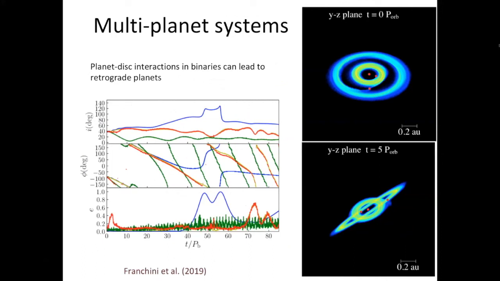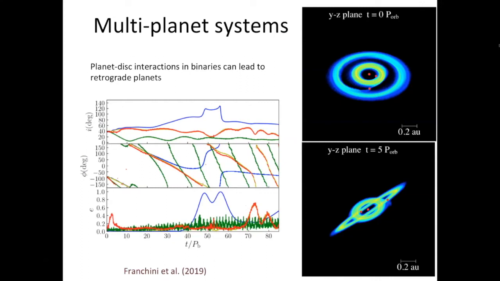Now, multiple planets may even form around one component of a binary. The planets can carve out multiple gaps, and this leads to the disk being cut into disjoint rings. The images on the right show an example where there are two planets in a disk around the central star. There's also a binary companion that's not shown on this scale.